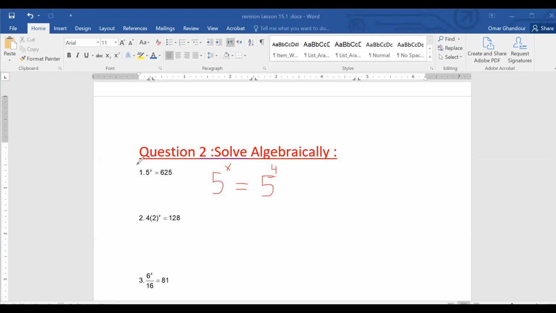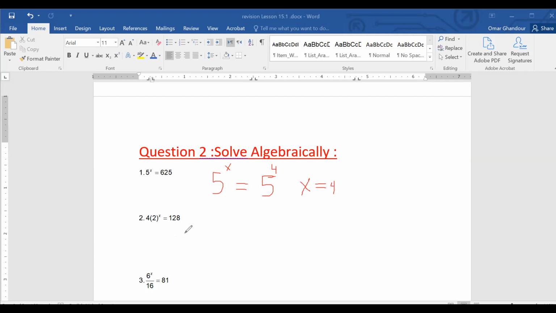It's by trying. I'm trying 5 power 1, power 2, power 3, and so on until I find the solution. So the bases are equal, 5 and 5. So x is equal to 4. So this is your solution. X will be equal to 4.